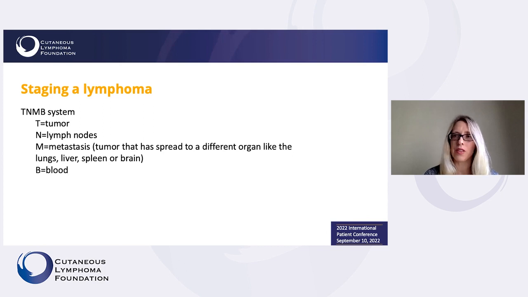N is looking for the lymph nodes. Is the cancer present in the lymph nodes or not? M is for metastasis. And a metastasis is a tumor that has spread to a completely different organ. So for lymphomas, that may include the lungs, the liver, the spleen, the brain, or other organs. And then B is looking at the blood to decide if there's cancer cells there as well.